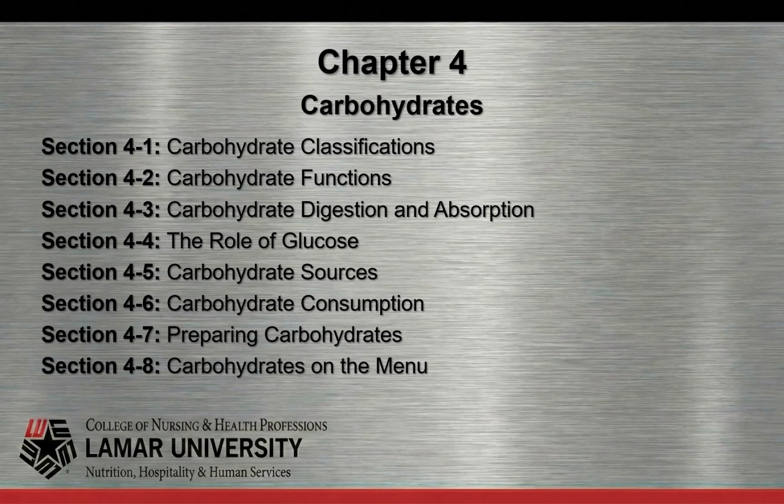It is essential for chefs to understand the nutritional profile of carbohydrates as well as proper techniques for preparation.